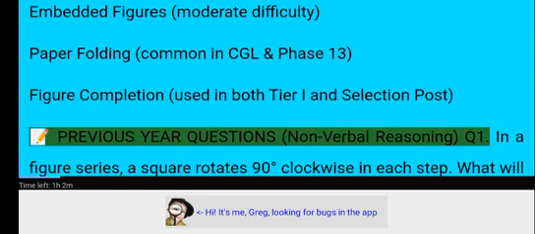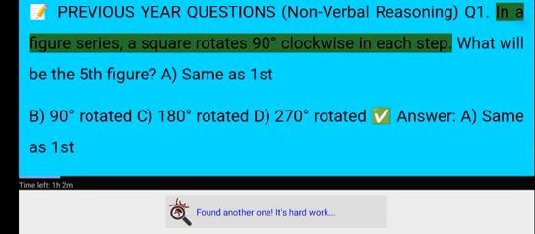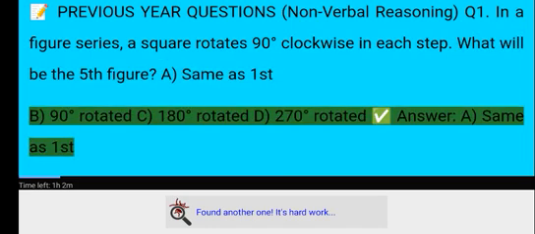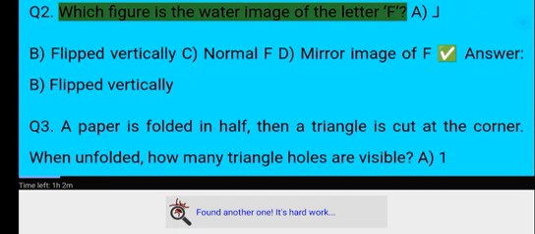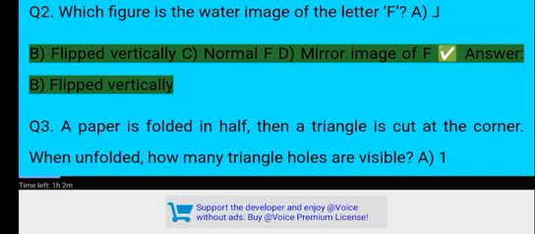Previous year questions, nonverbal reasoning. Q1. In a figure series, a square rotates 90 degrees clockwise in each step. What will be the fifth figure? A. Same as first, B. 90 degrees rotated, C. 180 degrees rotated, D. 270 degrees rotated. Checkmark answer: same as first. Q2. Which figure is the water image of the letter F? A. Mirror image of F, B. Flipped vertically, C. Normal F, D. Mirror image of F. Checkmark answer: B. Flipped vertically.